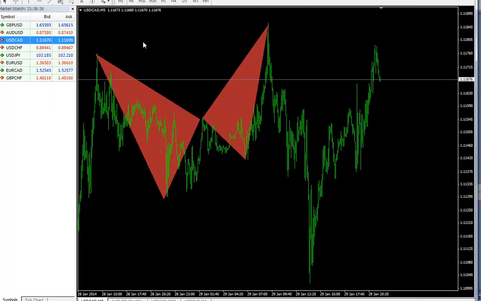All right, so when you're looking at charts themselves, this would be considered an X, A, B, C, D. This would be considered a butterfly pattern.